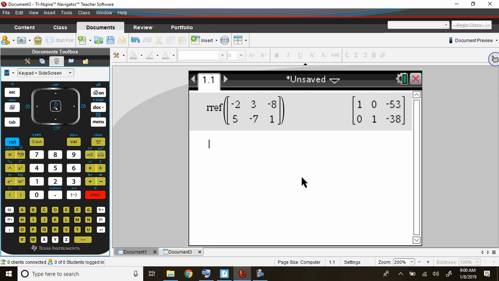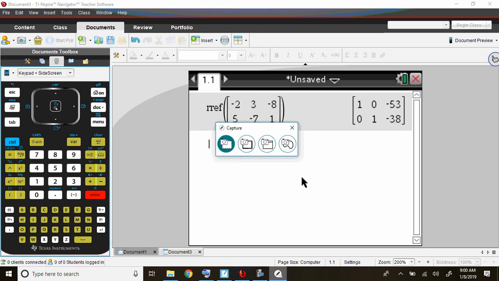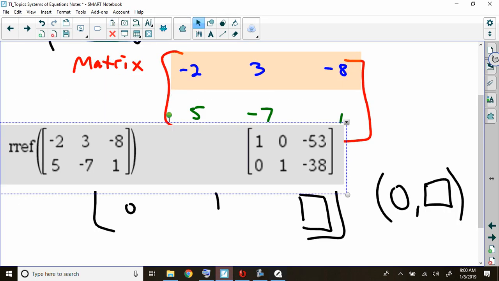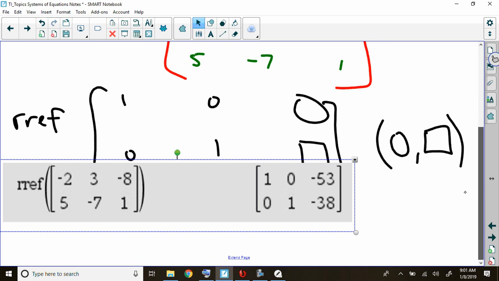So the calculator returned what I thought it would, and now we just have to interpret the answer. So let's put this on this current page here. So what's our answer? What's our x coordinate? The x coordinate's not 1. The x coordinate is -53, and then the y coordinate is -38.